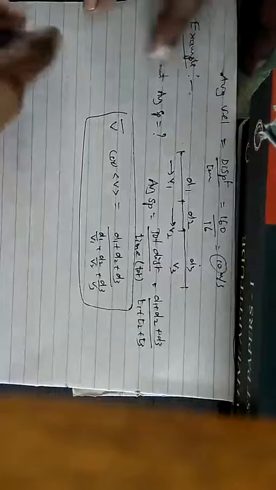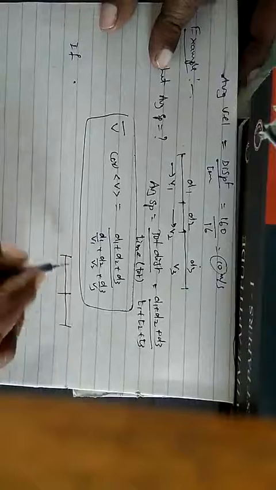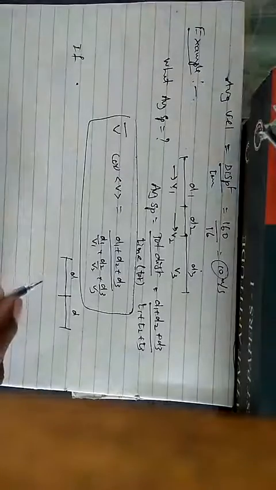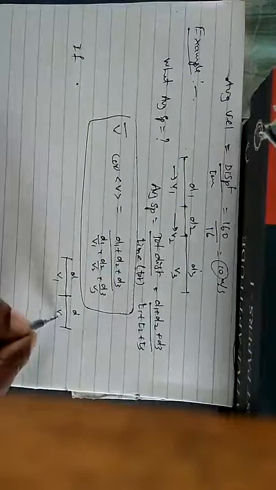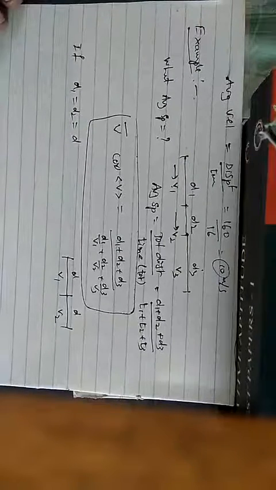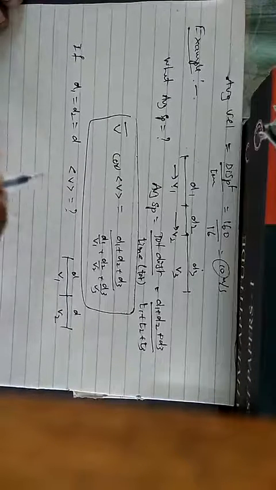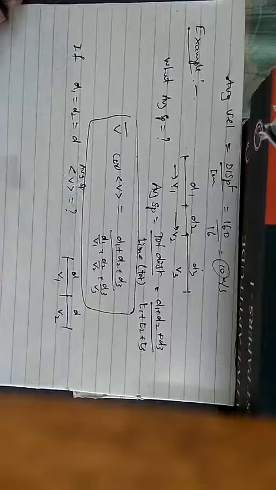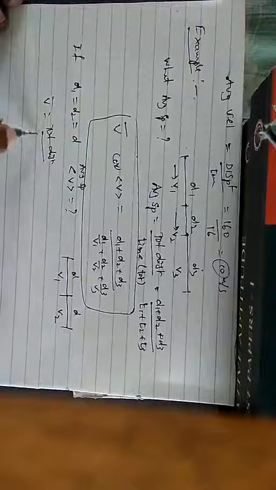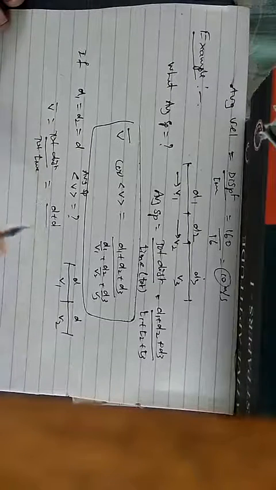Now, if both distances are equal, the distance is d, and the speeds are v1 for the first and v2 for the second. Here d1 equals d2 equals d. Then what is the average speed? Average speed is equal to total distance upon total time. Total distance is d plus d upon time.